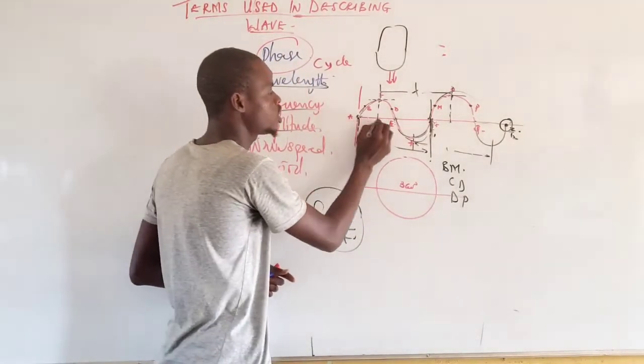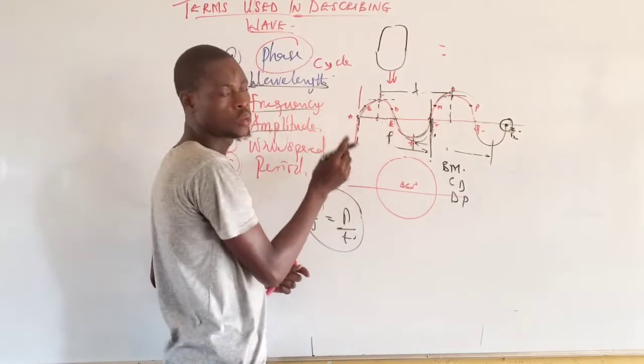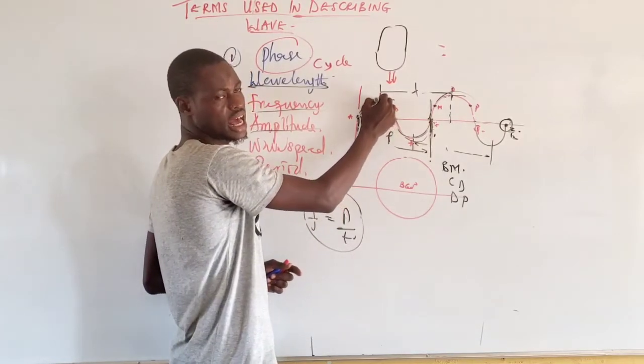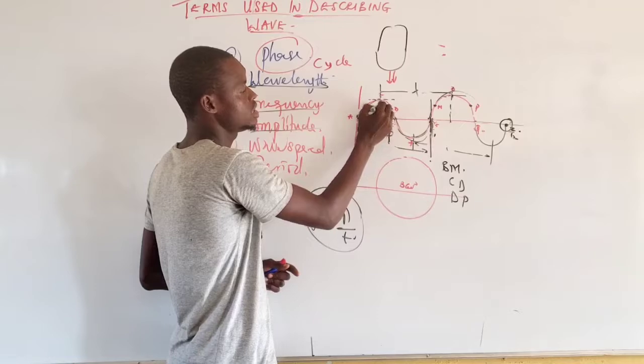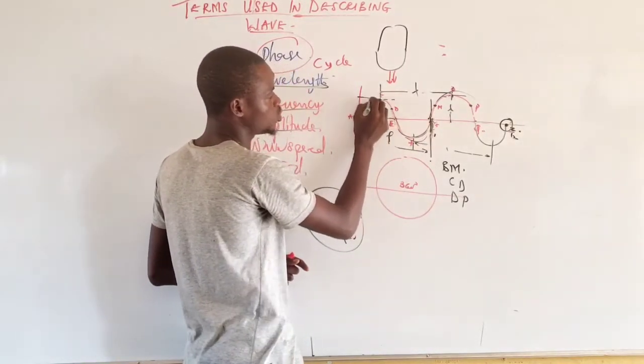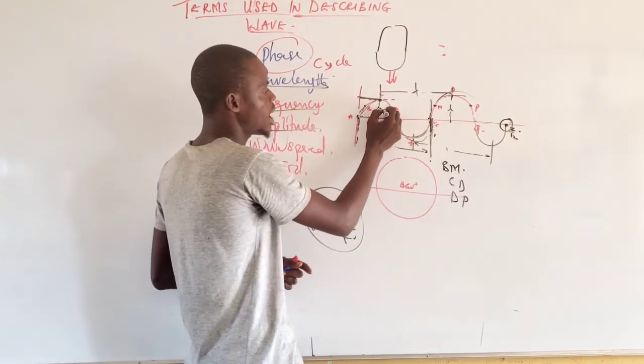A particle is found in this place here at rest. They are all at rest in this place. When the wave strikes the particles, they tend to move up, altogether, in this direction. This is the maximum point reached by the wave. So the distance from here to here, that is our amplitude.